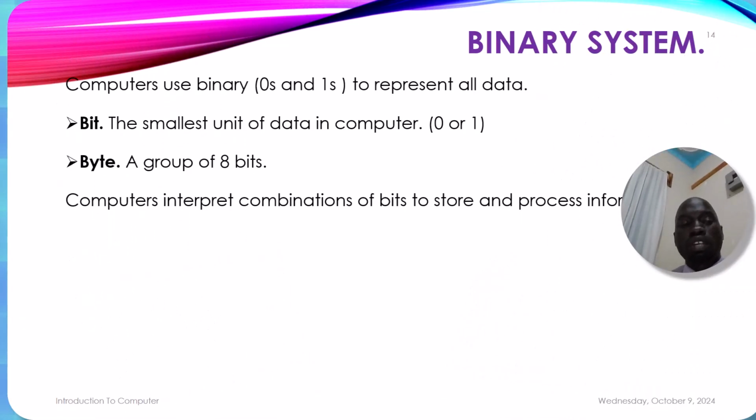The binary system is actually part of the storage system, where computers use binary zeros and ones to represent all data. The smallest unit of data in a computer is 0 or 1. A group of bits makes 8 bits. The computer interprets combinations of bits to store and process information.